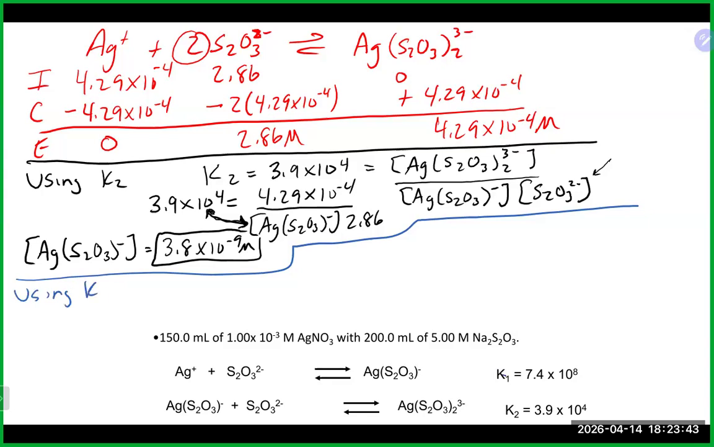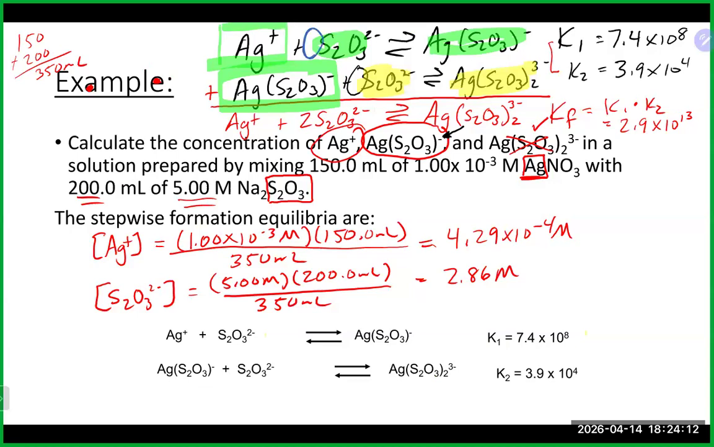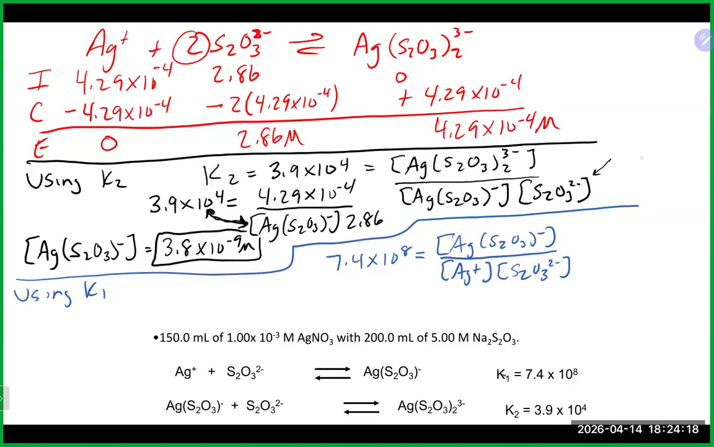we are using K1. We're going to end up with K1 is 7.4 to the 8, which is going to equal the concentration of our intermediate divided by the silver concentration and our ligand concentration. Once again, no squaring of the ligand because we're using step number 1, where once again, there is no coefficient there for that guy. Putting in our numbers, we're going to get what we got there.